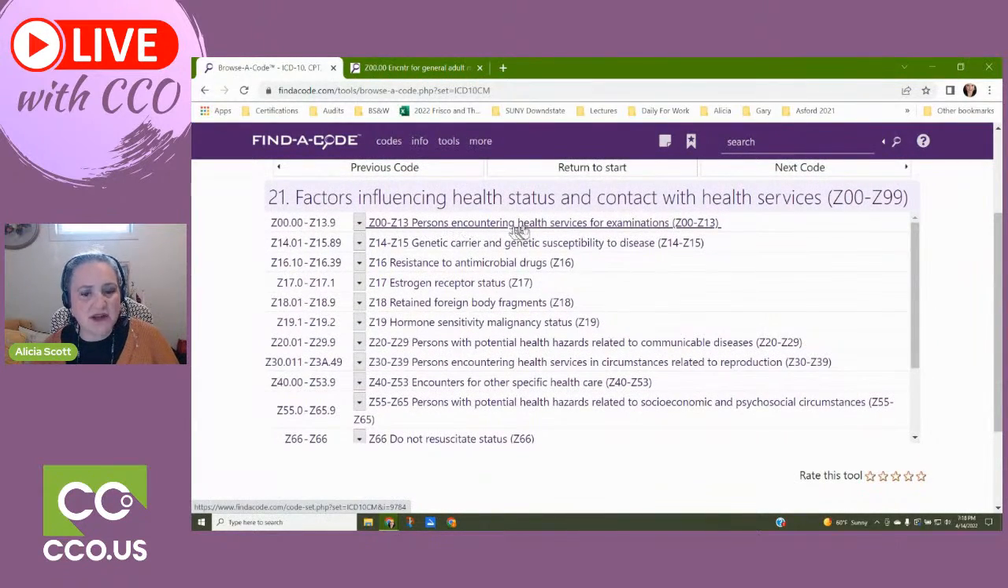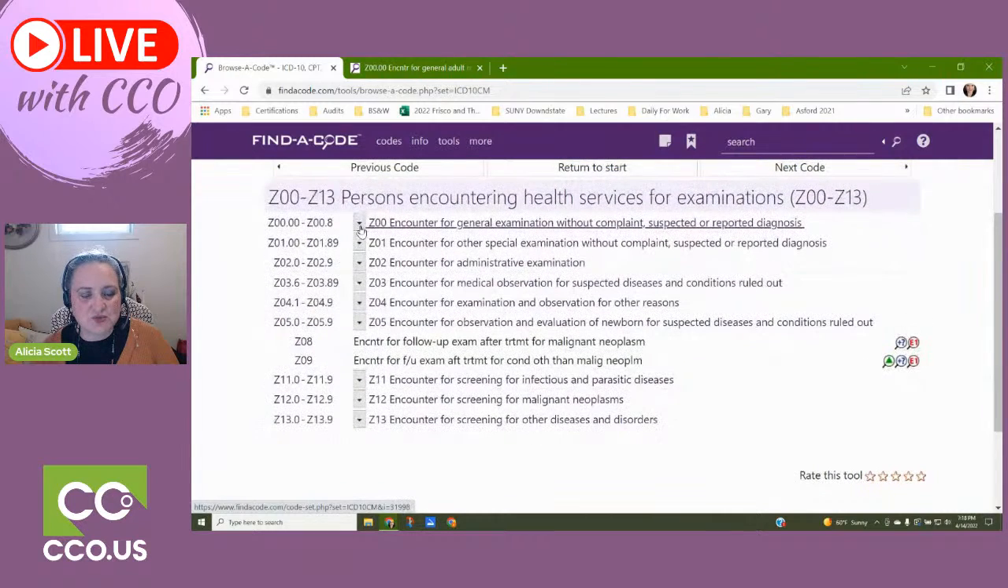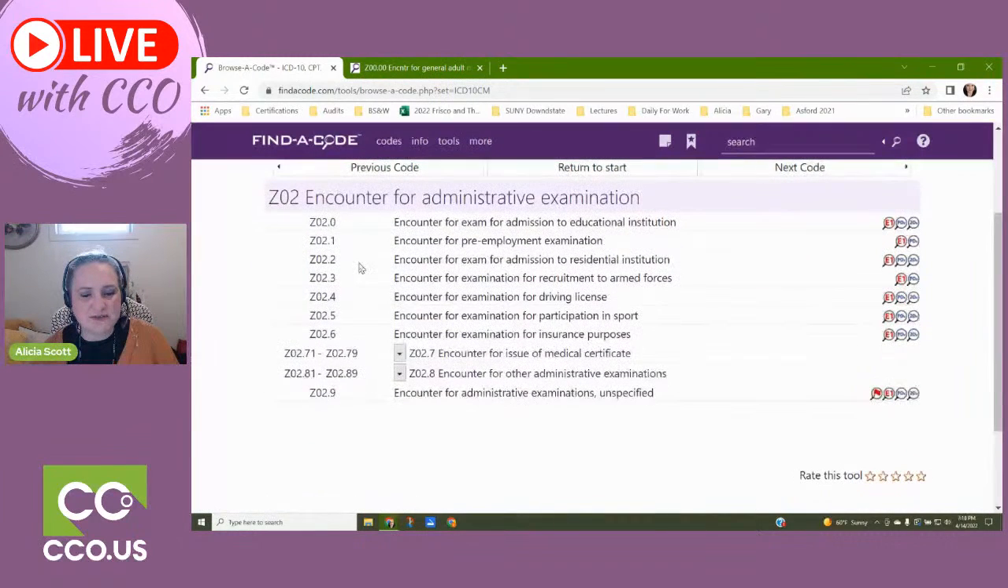The persons encountering health services, just real quick: we talk about going to the doctor without having anything wrong with you, with special complaints, administrative examinations. What do you think those are? That's where you have to be seen for a specific reason, like pre-employment exams. You're not sick, right? And the place you're going to work has required that you have a pre-employment exam. This is very common. And so how do we code that?